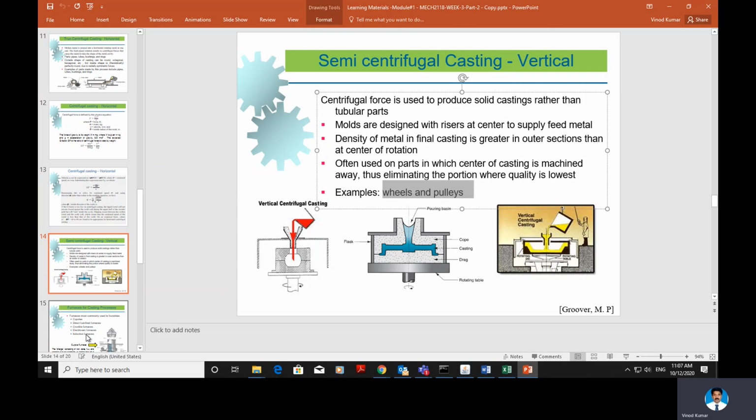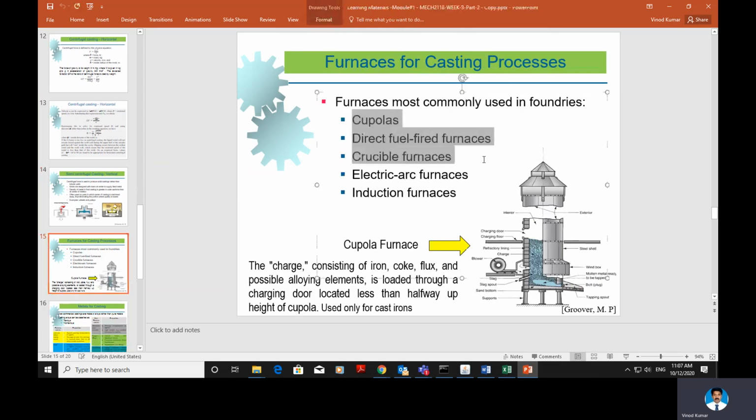Then we have furnaces for casting processes, different furnaces such as cupolas, direct fuel fired furnaces, crucible furnaces, electric furnaces, and induction furnaces. These are the different types of furnaces which are used to melt solid metal to molten metal.